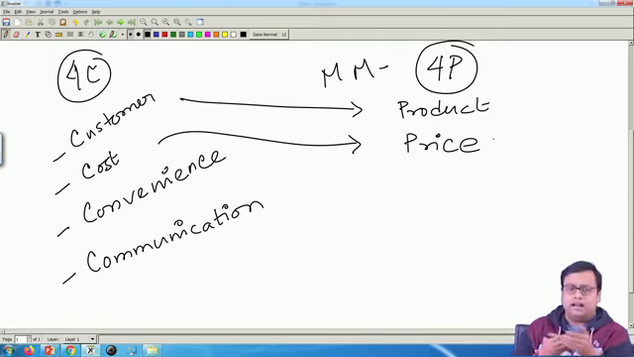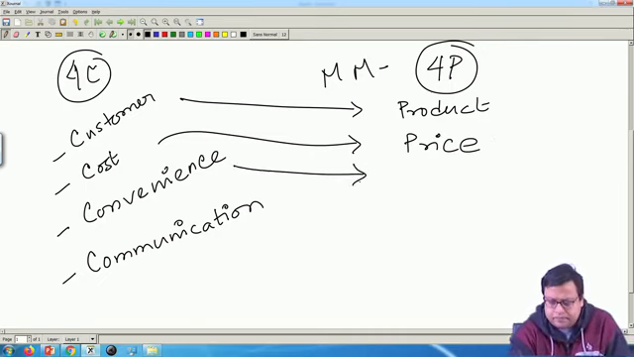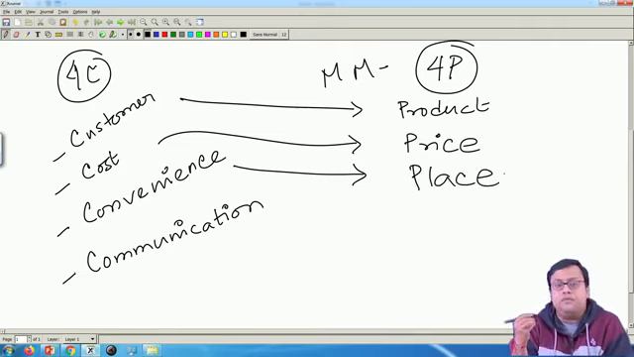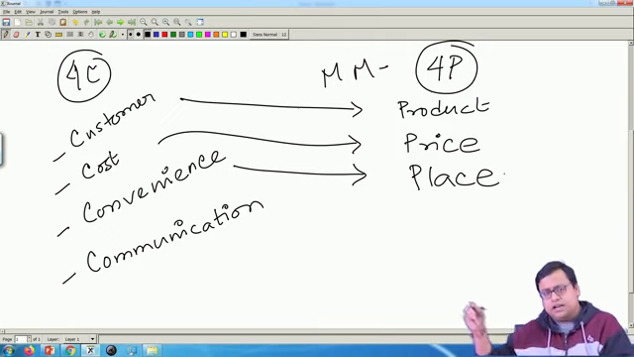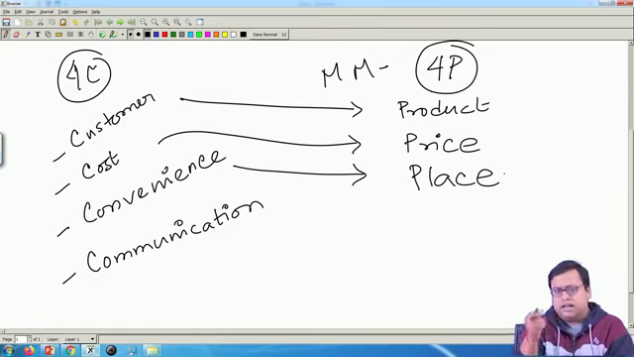Again, we had done quite a few assignments or videos on pricing. We will do more, and then comes the convenience, and here comes the place. So, exactly where will you sell it? Will you sell it at his doorstep? Will you sell it at a retail store? Will you sell it in an online store and then deliver it to his doorstep? How will you take the returns?